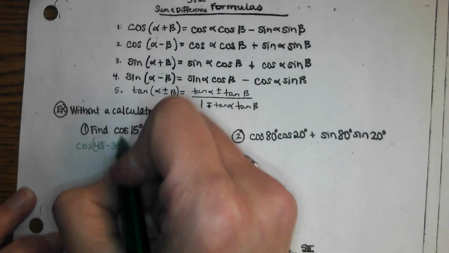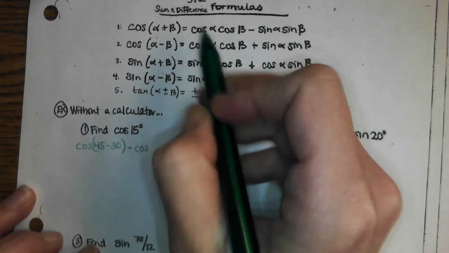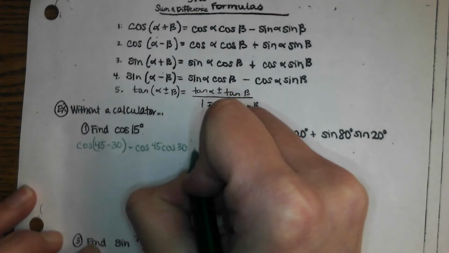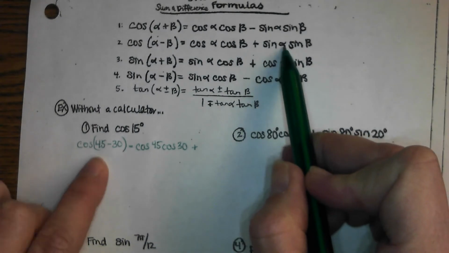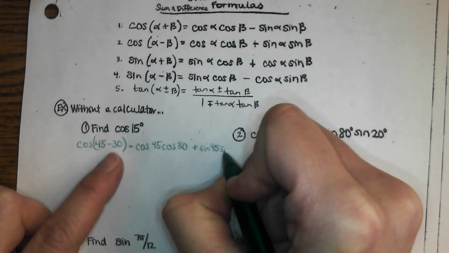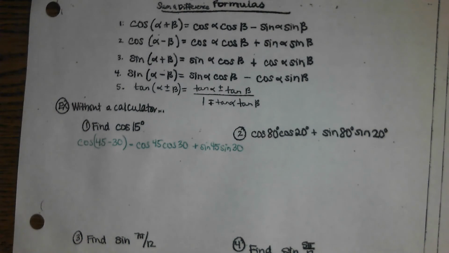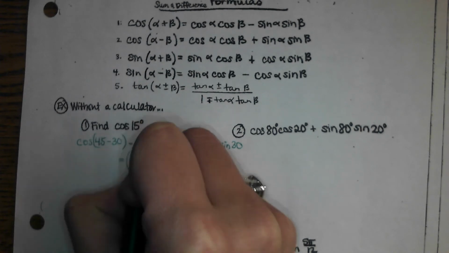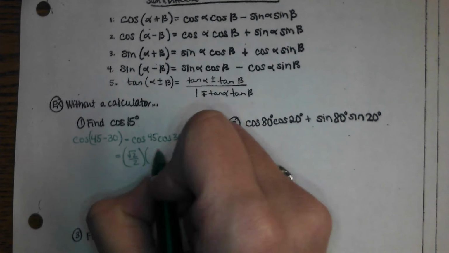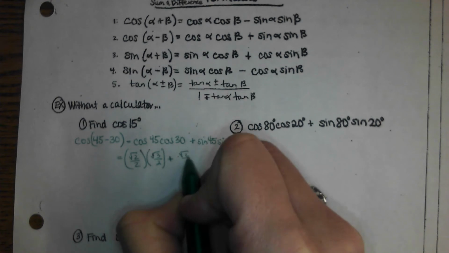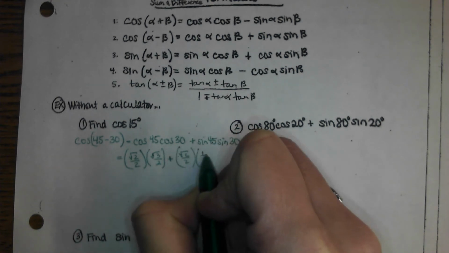So when I go to write this, the cosine of alpha, that's 45, times the cosine of beta, that's 30, plus the sine of alpha, which is the sine of 45, times the sine of beta, which is the sine of 30. And this is where I'm saying your memorized values are critical, because you obviously need to know them. The cosine of 45 is root 2 over 2. The cosine of 30 is root 3 over 2. The sine of 45 is root 2 over 2. The sine of 30 is 1/2.